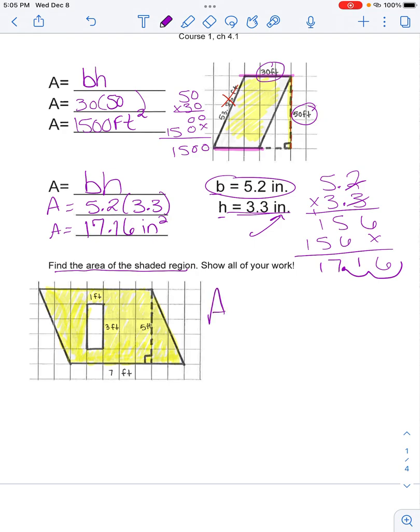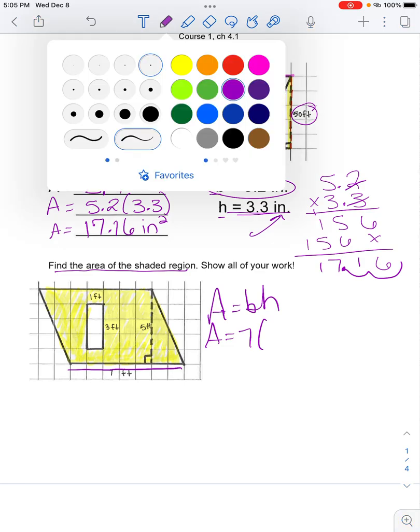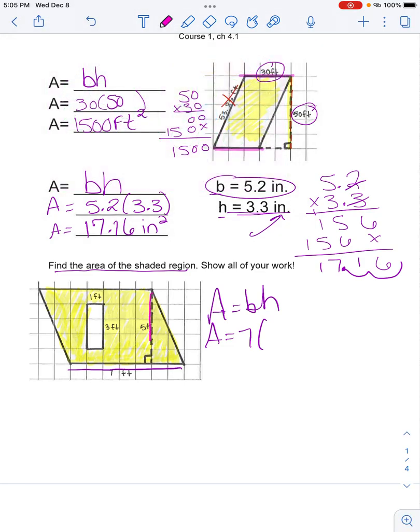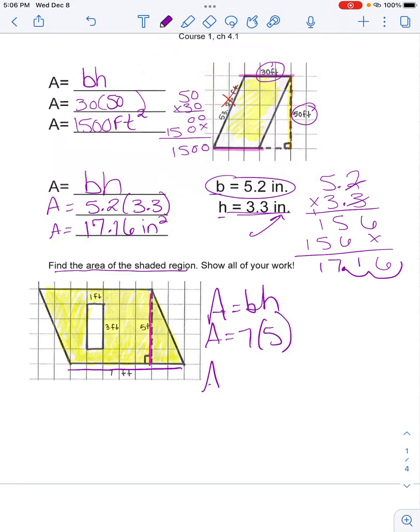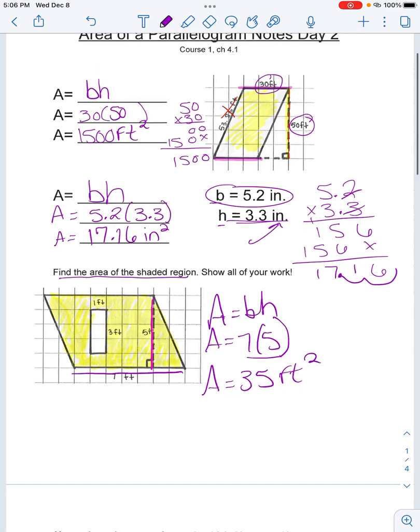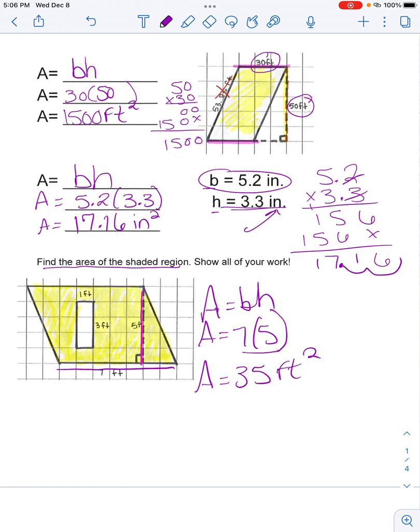Okay, so we're going to show our work very specifically. We're going to start with area of the parallelogram. Again, here's the base. 7 feet is the base. And remember, the height is the straight, vertical, up and down line. So that gives us a 5. So to find the area of that parallelogram, it would be 7 times 5, 35 feet squared. Now it would be 35 feet squared if the rectangle inside was shaded, but it's not. So we are subtracting out.